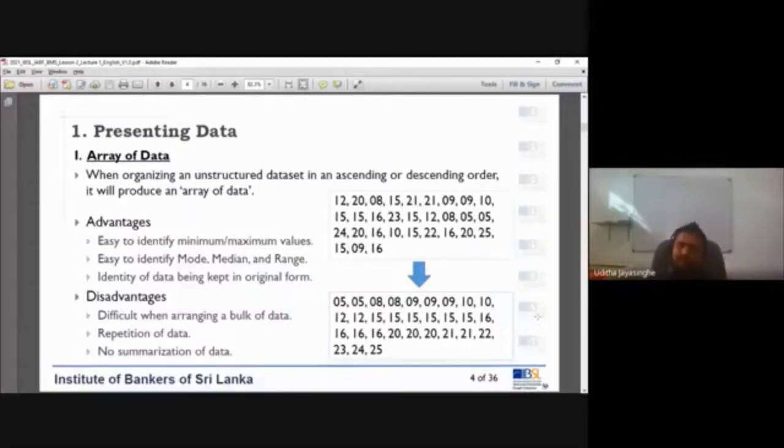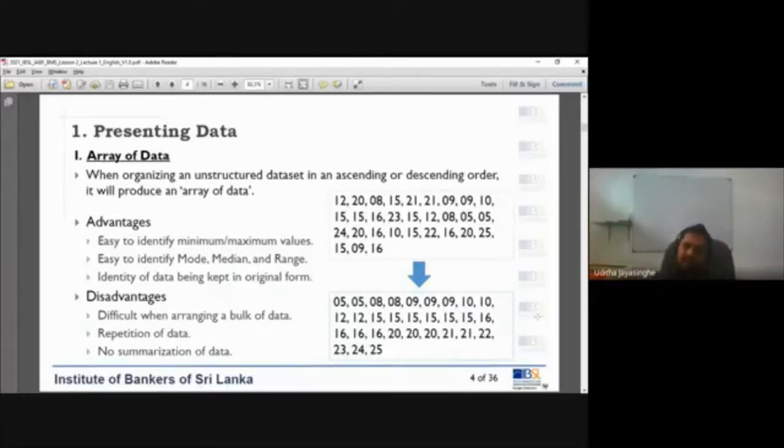The very first advantage is it's easy to identify the minimum and maximum values. How do you do that? You look at the very left-hand corner, you have the minimum value. The most right-hand corner, the maximum value, provided you have them in ascending order. And mode, median, range, these are some of the items that we are going to discuss under lecture number 3. These are sometimes called central tendency and dispersion. These are nothing but representers, sort of like identifiers for your data set.